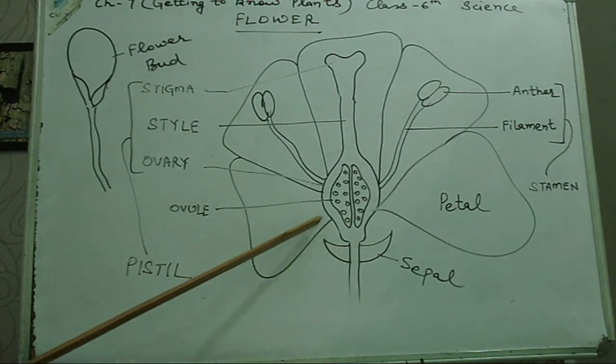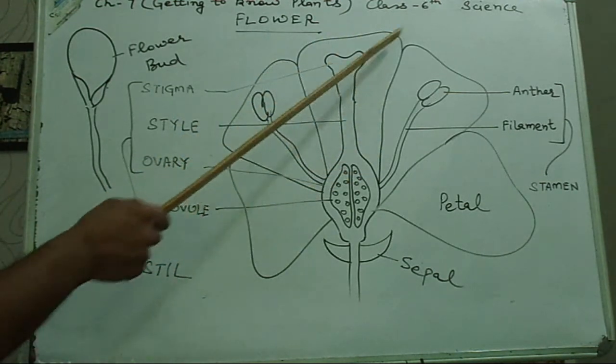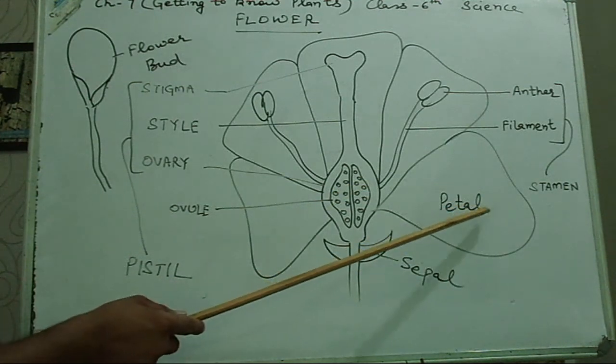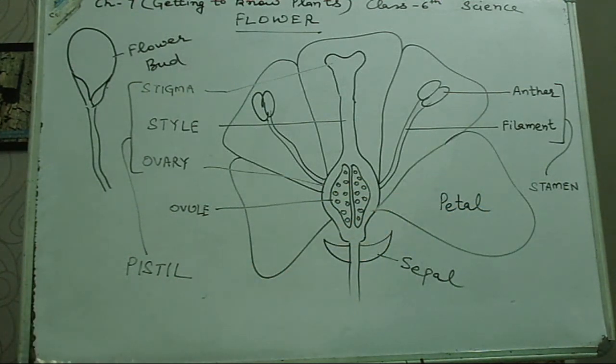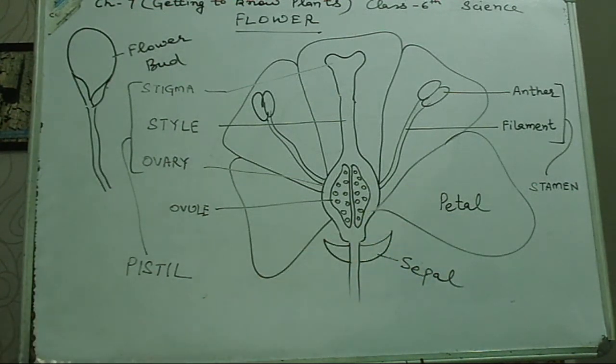Similarly, next to that swollen part, there are some colored structures in the flower, and they are called petals. Petals also have great importance because petals contain nectar, and that nectar is absorbed by honeybees, and they store it in their respective places.